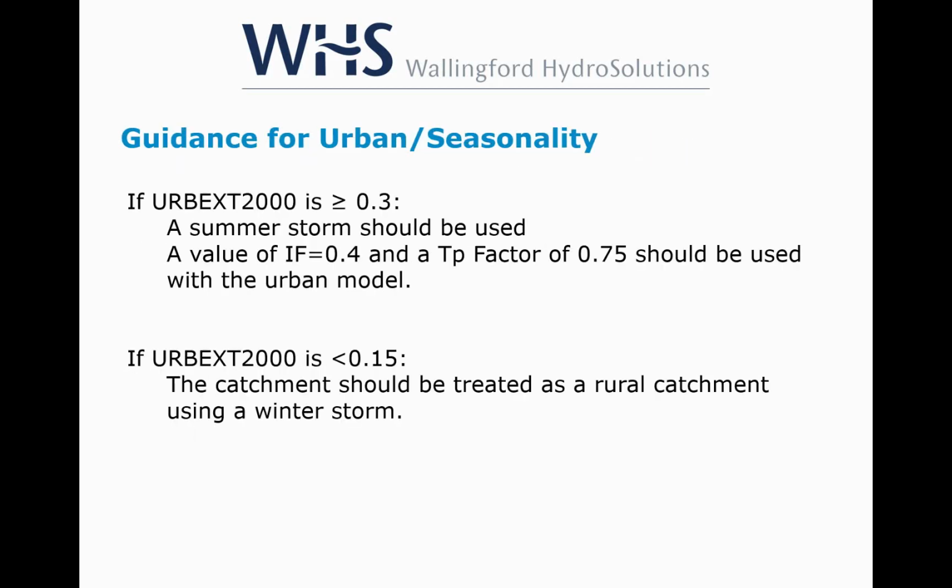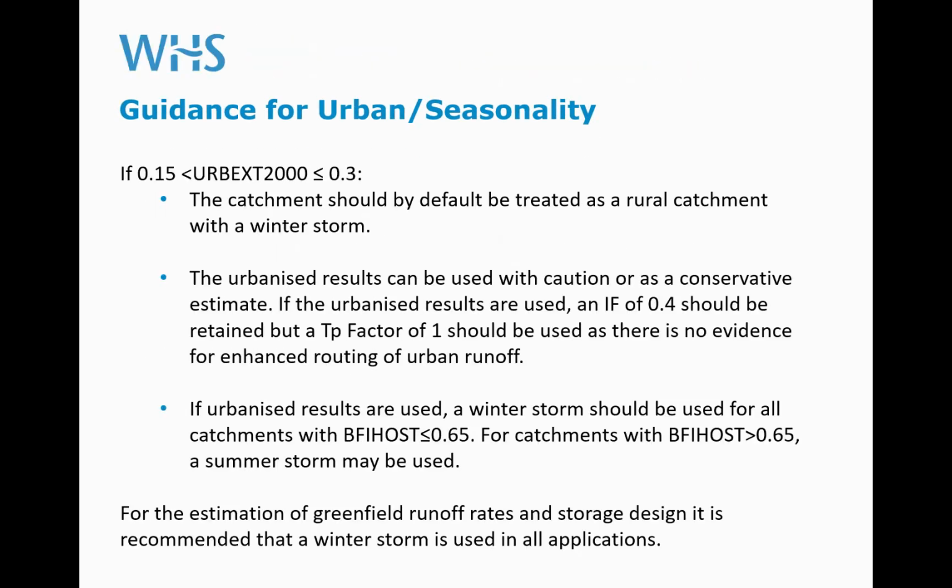So here's some general guidance for what you should use with urban seasonality. Most of this comes out of the small catchment work that's been completed. If the Urbex 2000 is greater than 0.3, then you should use a summer storm, and you should use an IF of 0.4 and a TP factor of 0.75. If the Urbex 2000 is less than 0.15, you should treat it as a rural catchment and use a winter storm. Guidance gets a bit more complicated when we're between 0.15 and 0.3.